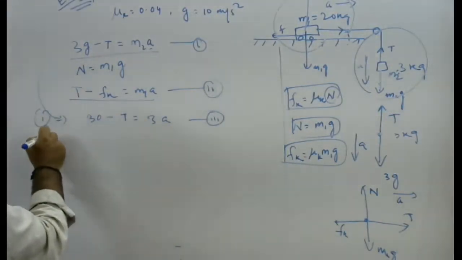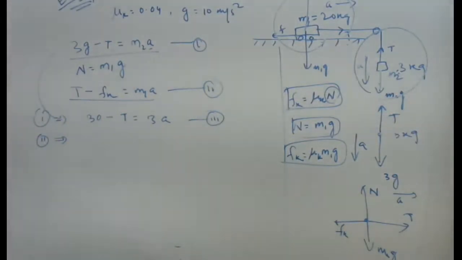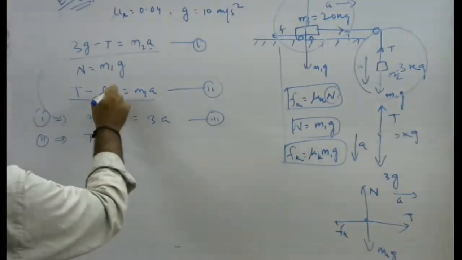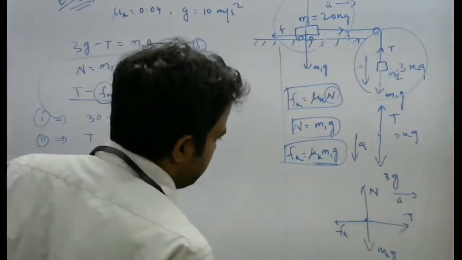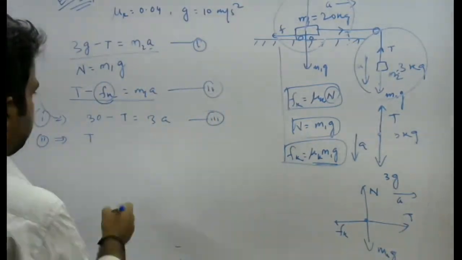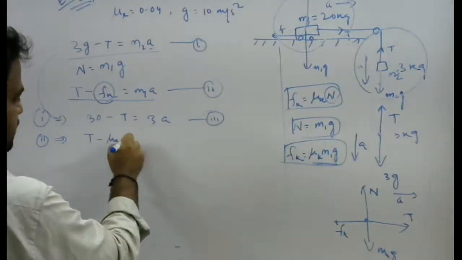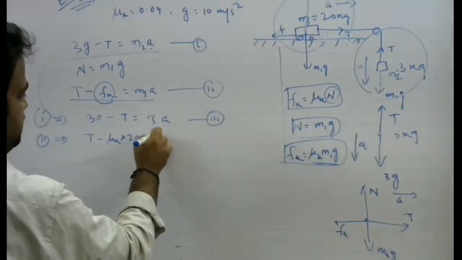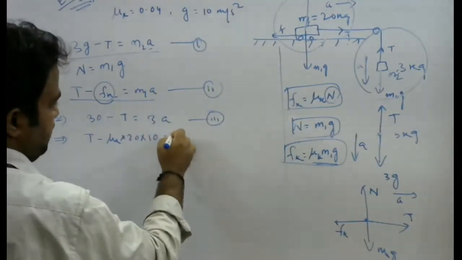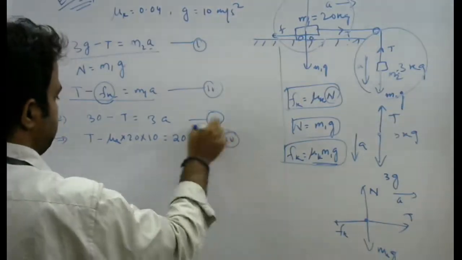Now let's simplify equation 2 as well. Equation 2 will become T minus Fk. Fk we have already written the relationship with, so minus mu K, M1 is 20, G is 10, is equal to M1A, M1 is 20A. This is, let's say, equation 4.